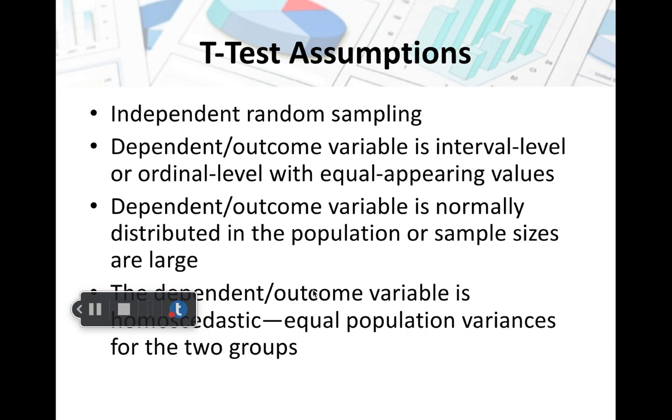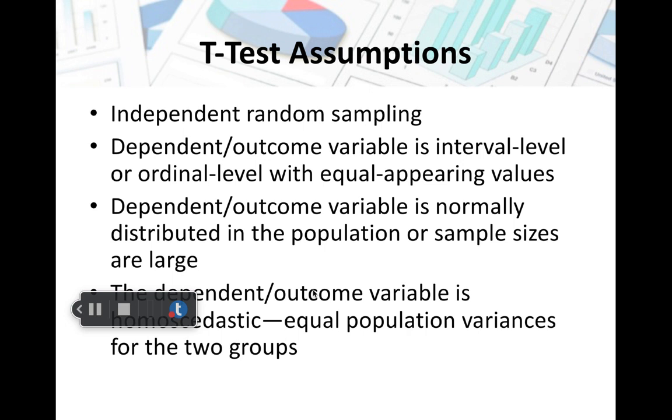The dependent or outcome variable also must be normally distributed in the population. So we would hope, if we know anything about this variable, that we would assume that it is normally distributed. And if not, we need the sample sizes to be reasonably large. For our purposes, when we say a reasonably large sample size, that means an N of at least 30. So we need at least 30 for things to be generally normally distributed.